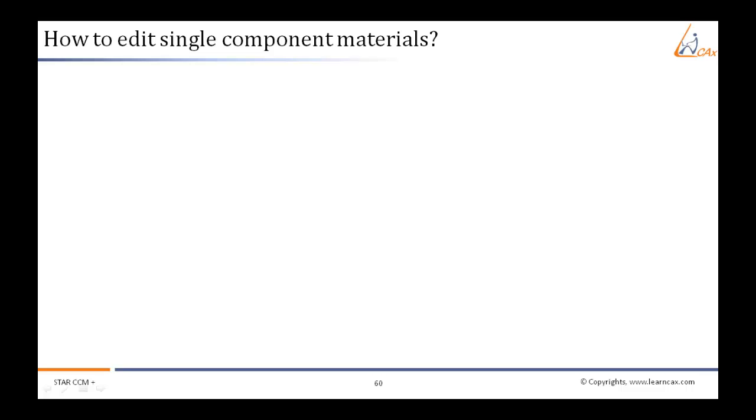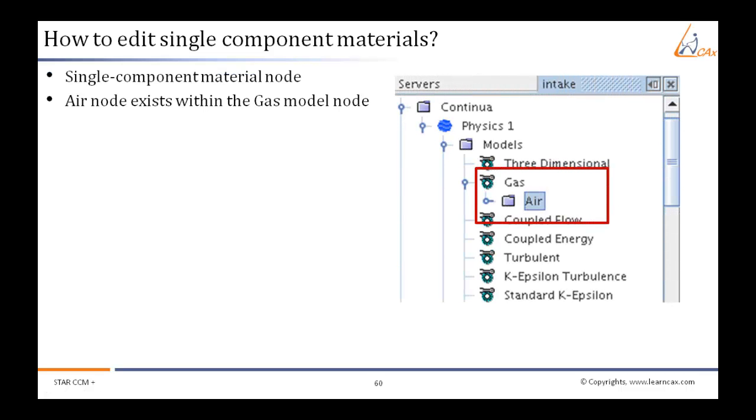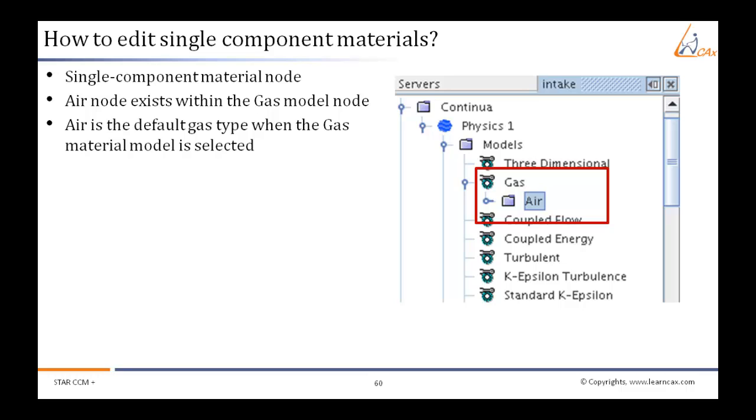The single component material node represents the specific type of substance being modeled. The air node exists within the gas model node since air is the default gas type when the gas material model is selected. The type of material defaults to air if we are using gas model, water if we are using liquid material model, and aluminium if we are using solid material model.